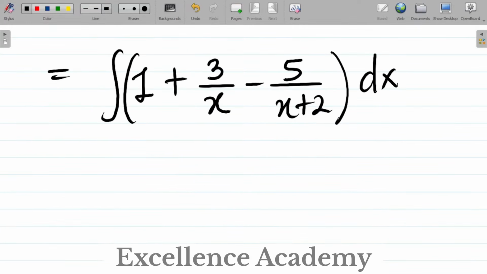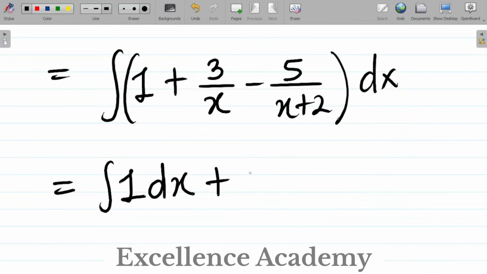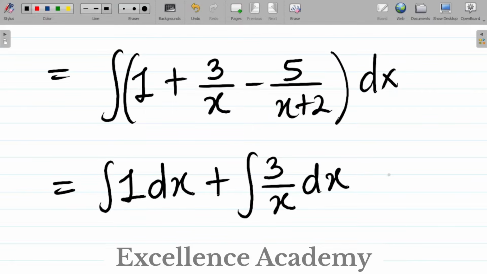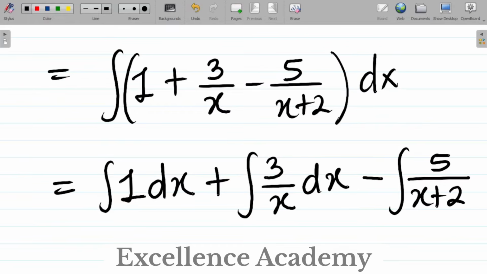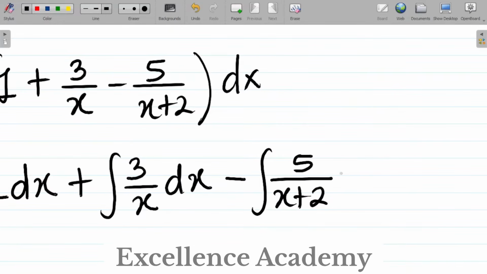All right, proceeding. This is equal to, I'll take the integral of each of them. That's the integral of 1, then you add dx. The sign there is plus. Again, take the integral of the second one there, 3 over x, then you add dx. Next sign there is minus. Take the integral of the next term there, 5 all over x plus 2, then you add dx. So add the integral sign and dx to each of them.